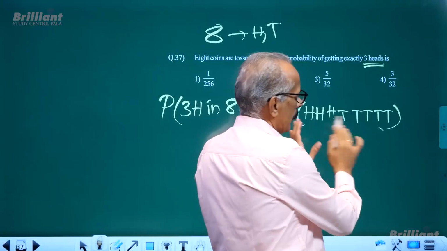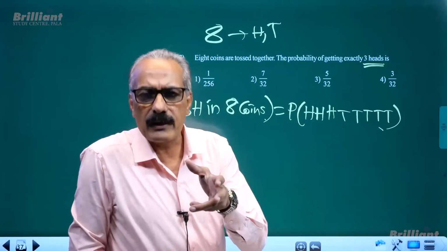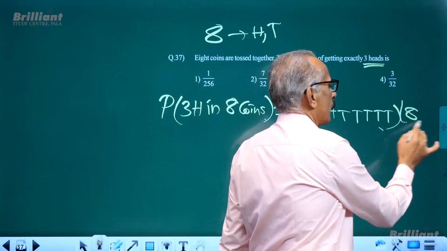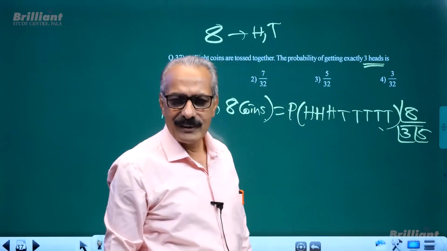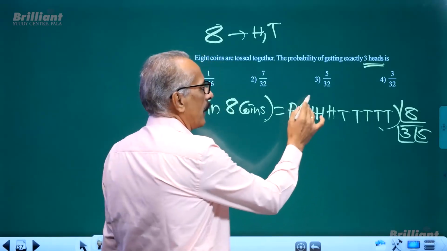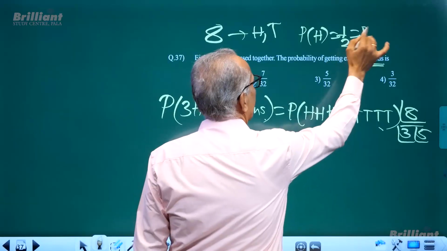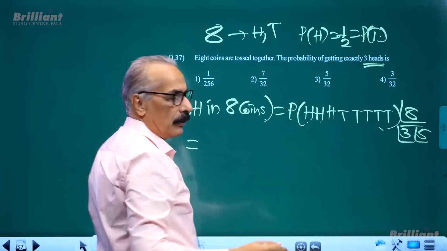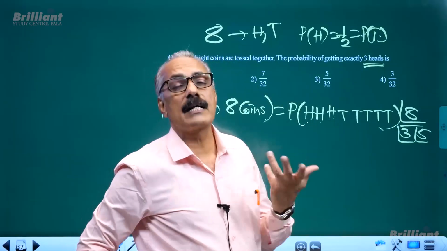Now, since there are 8 objects, out of which 3 are alike of one kind and 5 are alike of another kind, they can be arranged in 8 factorial by 3 factorial into 5 factorial. That's really called 8C3 or 8C5. Now, probability of head, that is 1 by 2. That is equal to probability of what there then? Tail. Well, this is equal to 1 by 2 into 1 by 2. You know, why do we multiply? Because first is a head, second is a head, third is a head, we have taken.